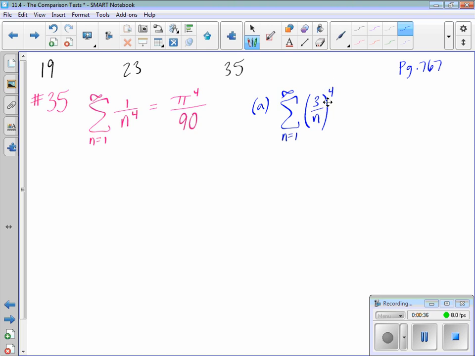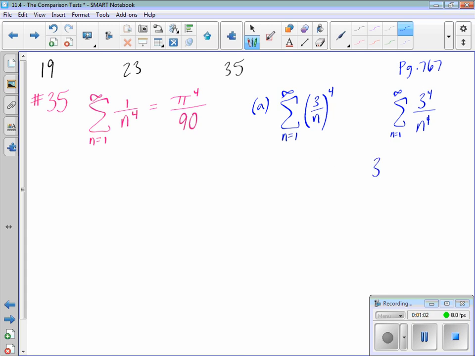What can I do with a fourth power if I have a quotient? Yeah, so this will be 3 to the fourth over n to the fourth, right? And then if I have this, what can I do with that 3 to the fourth that's a constant? Well, can't you just pull the 3 to the fourth out front? Okay, so let's do that. Equals the sum from n equals 1 up to infinity. Okay, so I'm going to pull that 3 to the fourth out front.